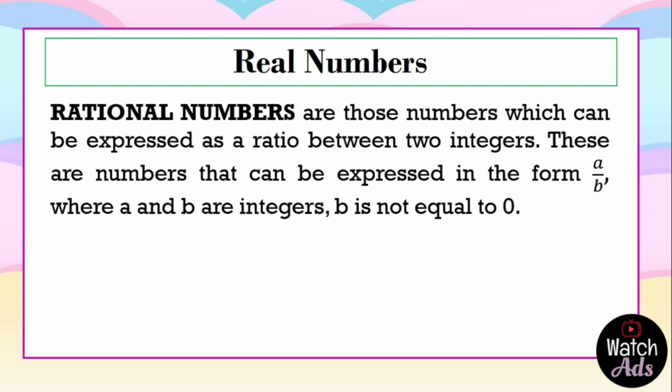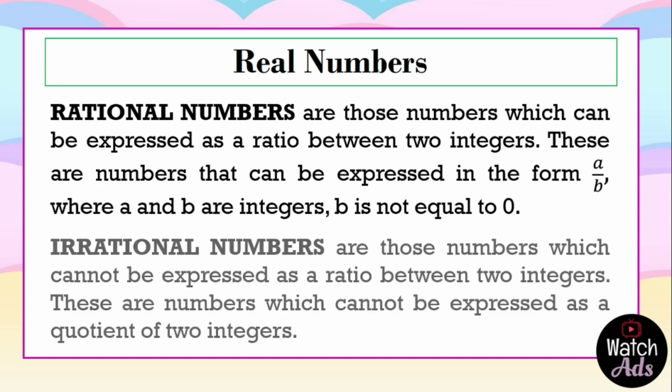To sum it up, rational numbers are those numbers which can be expressed as a ratio between two integers. These are numbers that can be expressed in the form a over b, where a and b are integers and b is not equal to 0. Irrational numbers are numbers which cannot be expressed as a ratio between two integers. These are numbers which cannot be expressed as a quotient of two integers.